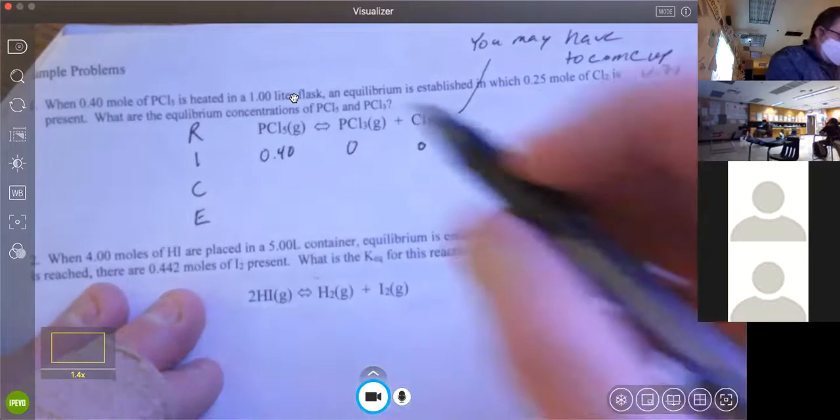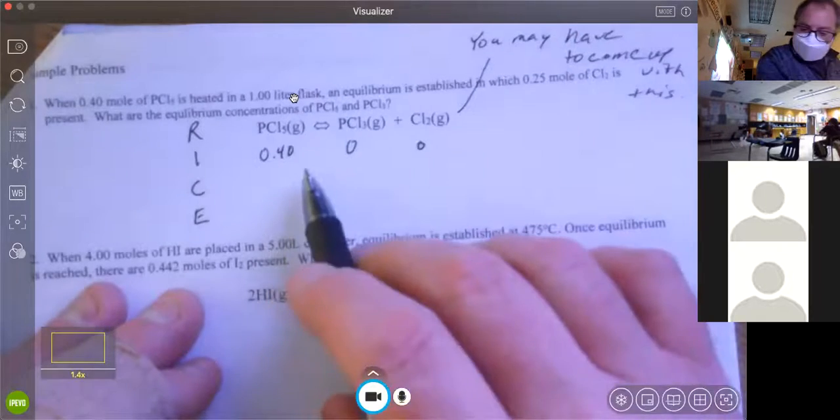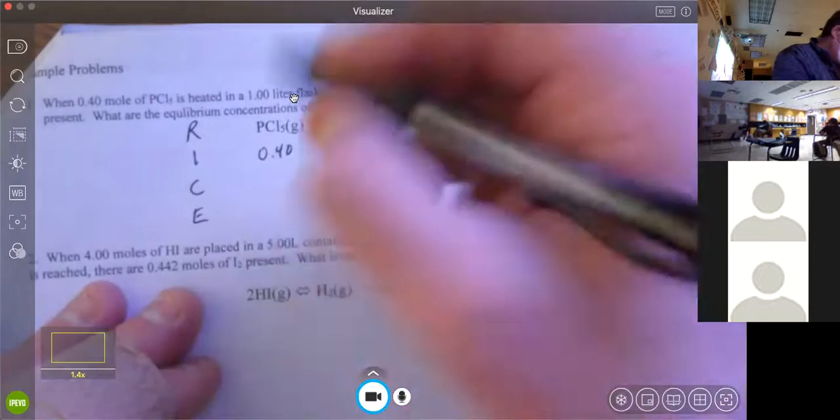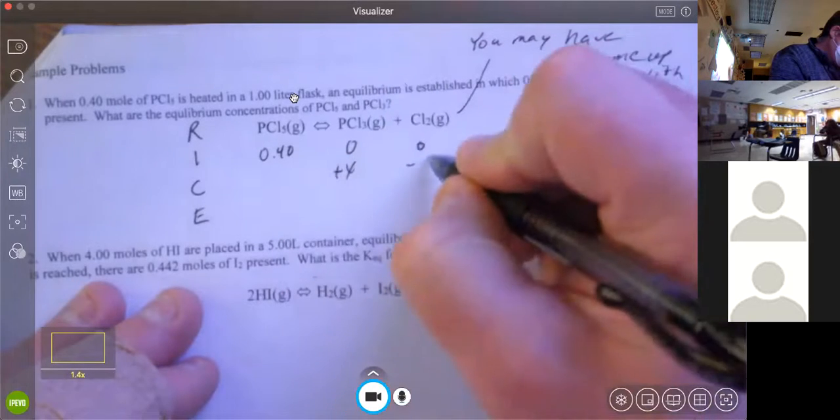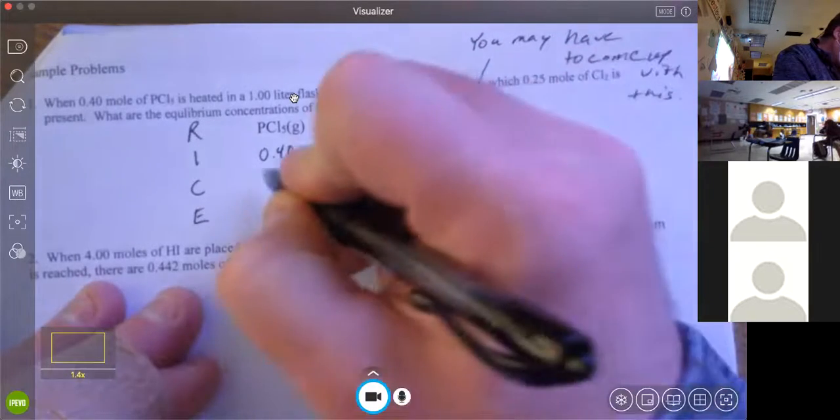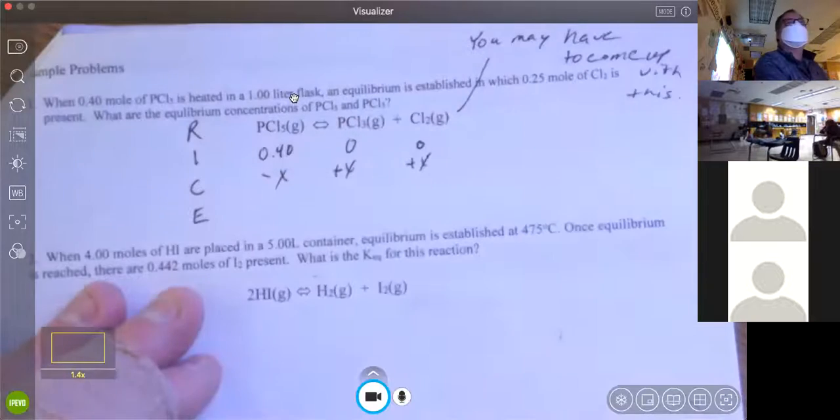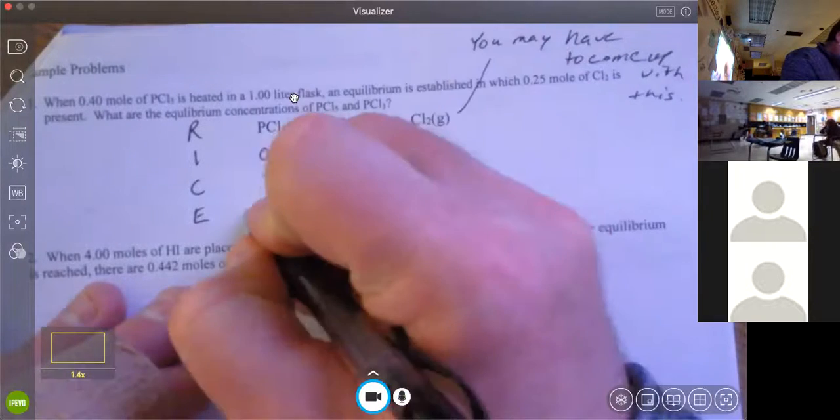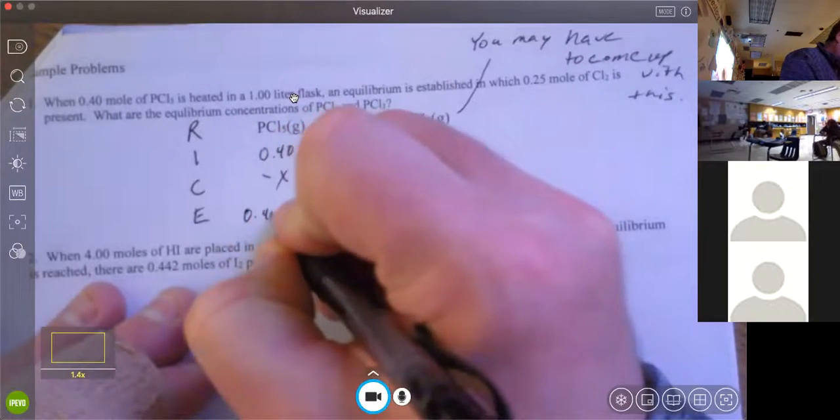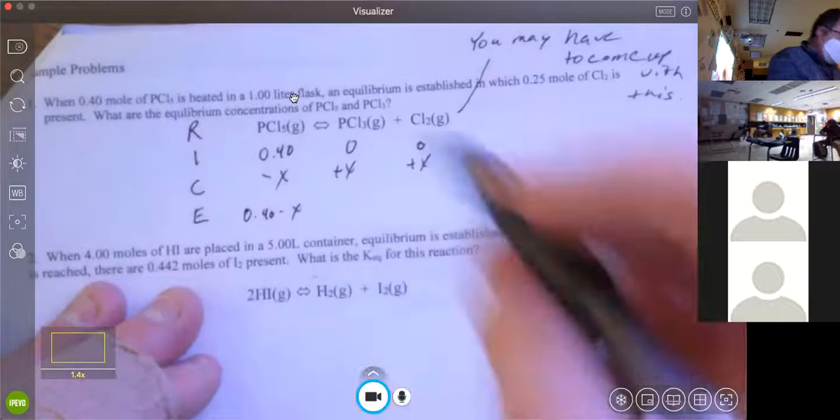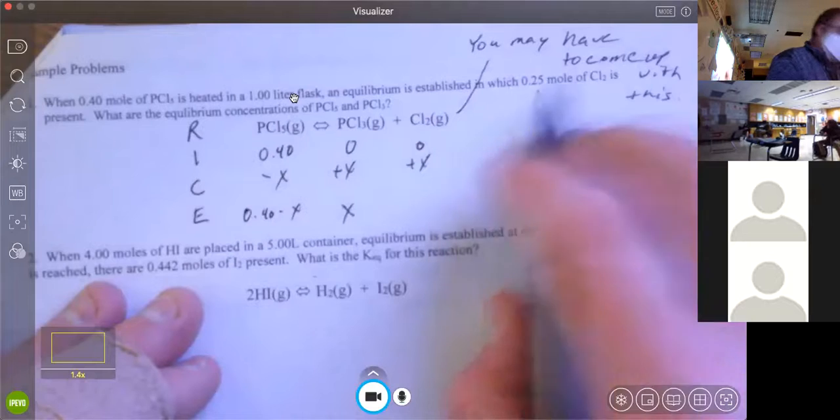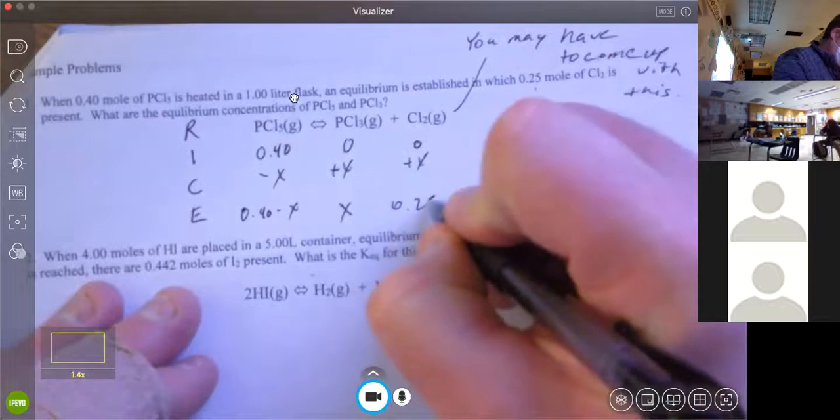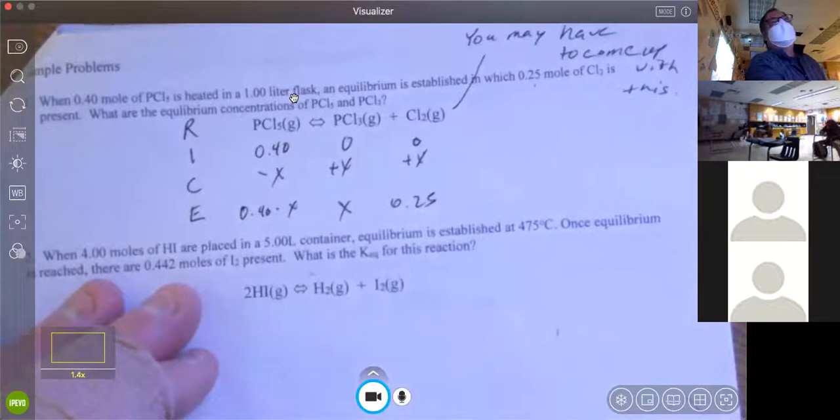All right, so if we take a look, we've got plus x, minus x. We have 0.40 minus x at equilibrium. We have x at equilibrium, and we have 0.25 at equilibrium. What does that mean x is equal to?